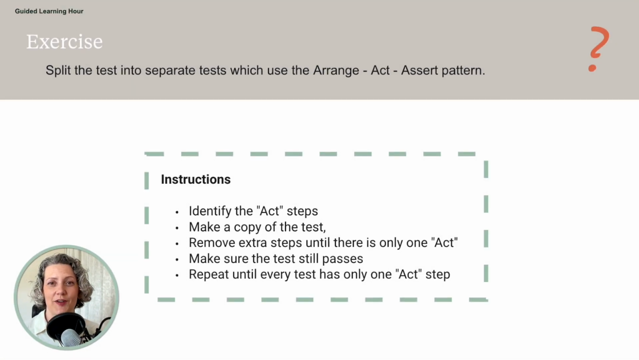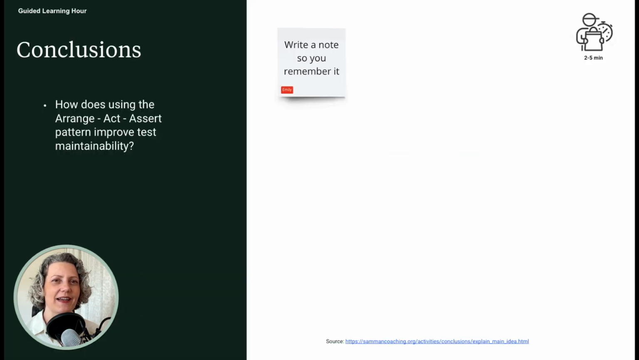Great, so I hope you've had fun refactoring this test code and you've come up with something that's more readable now. Can you just spend the last couple of minutes reflecting on what happened today, and each person write a note about what you've learned? How does using the arrange, act, assert pattern improve test maintainability? Everybody write a little note.